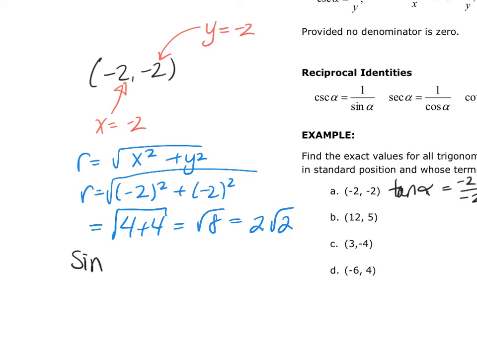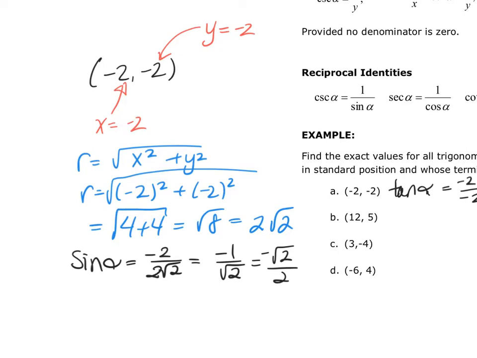The sine of my angle is going to be my y value, which is -2, over my r value, which is 2 root 2. You don't have to rationalize, but you do need to simplify. In this case, my -2 and my 2 cancel, and I get -1 over the square root of 2. If you would like to rationalize, you may. I'm not going to ever ask you to do so in this class. If you decide to rationalize, it is the negative of the square root of 2 over 2.